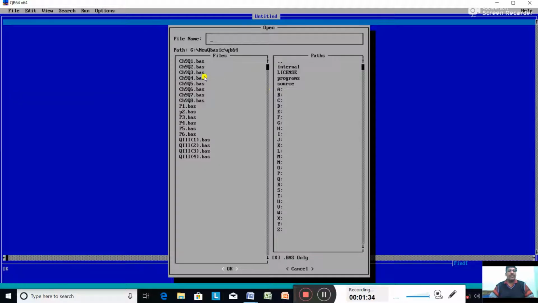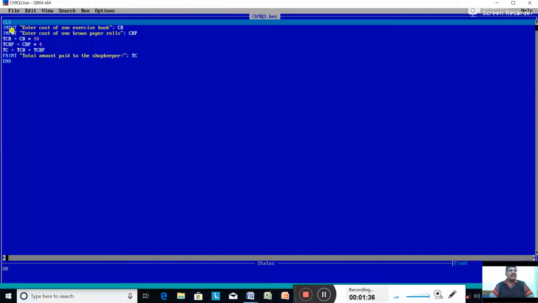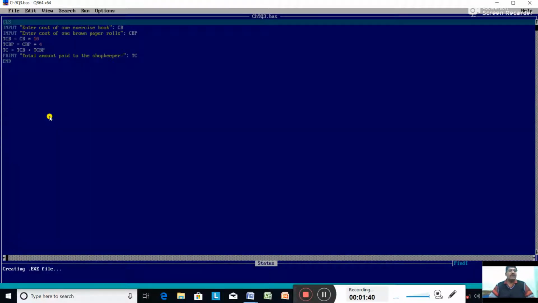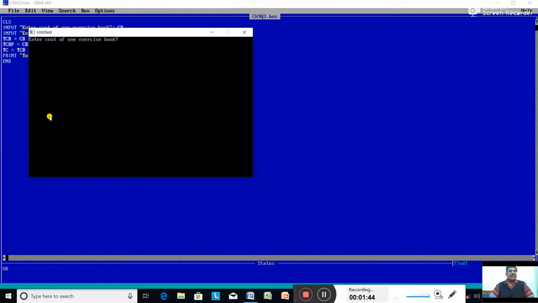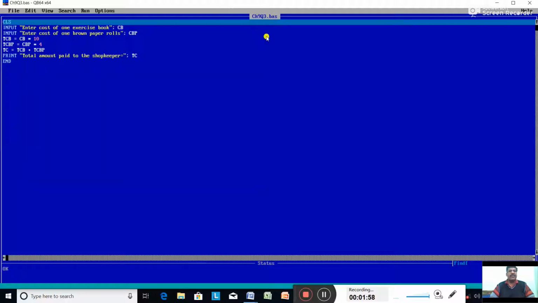Open program 3. See, same program. Just press F5. It is asking to enter the cost of one exercise book. Suppose 40 rupees. Cost of one brown paper roll. Suppose 90 rupees. So total amount paid to the shopkeeper equal to 760. Alright. So this was first question.